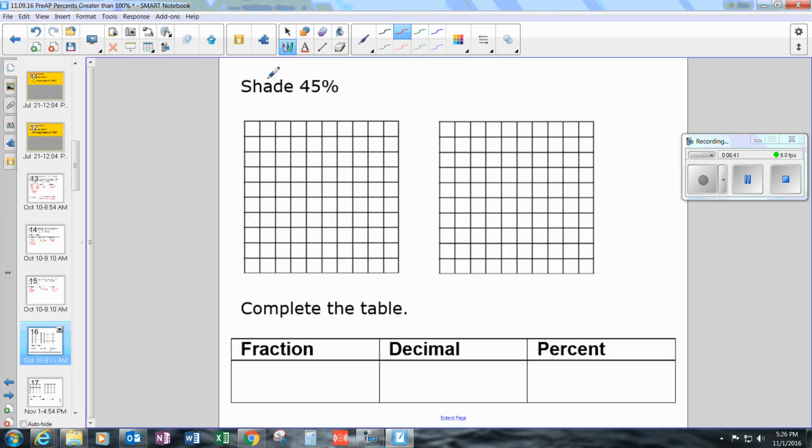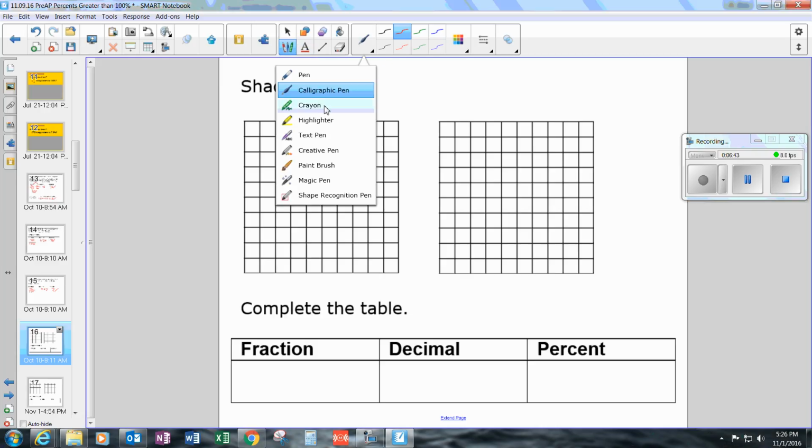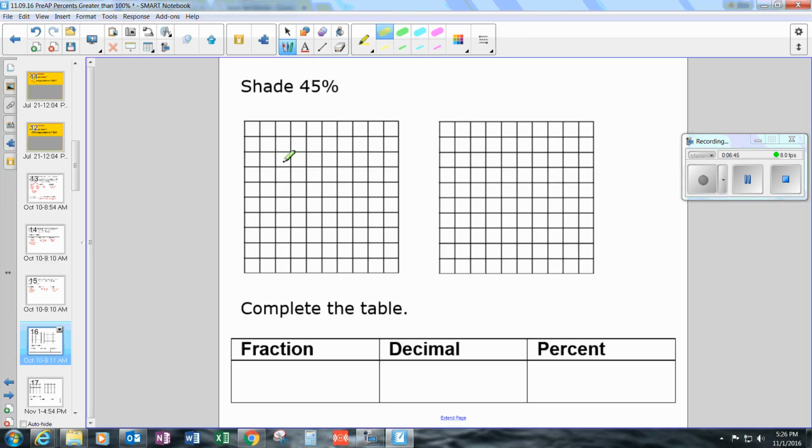So in this Act 1, I would like you now, taking what we just learned with the other model, to shade 45%: 10%, 20%, 30%, 40%, 45%. So what is this? What percent is it? 45%. What is this decimal equivalency? 45 hundredths. And what is this fraction? 45 hundredths.